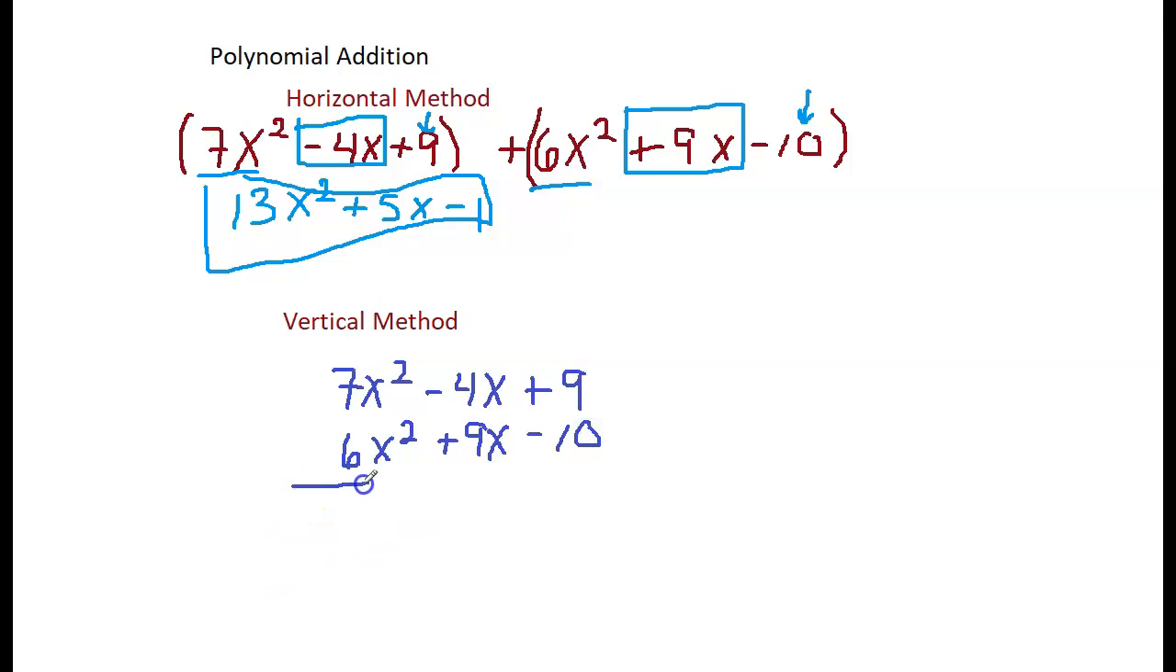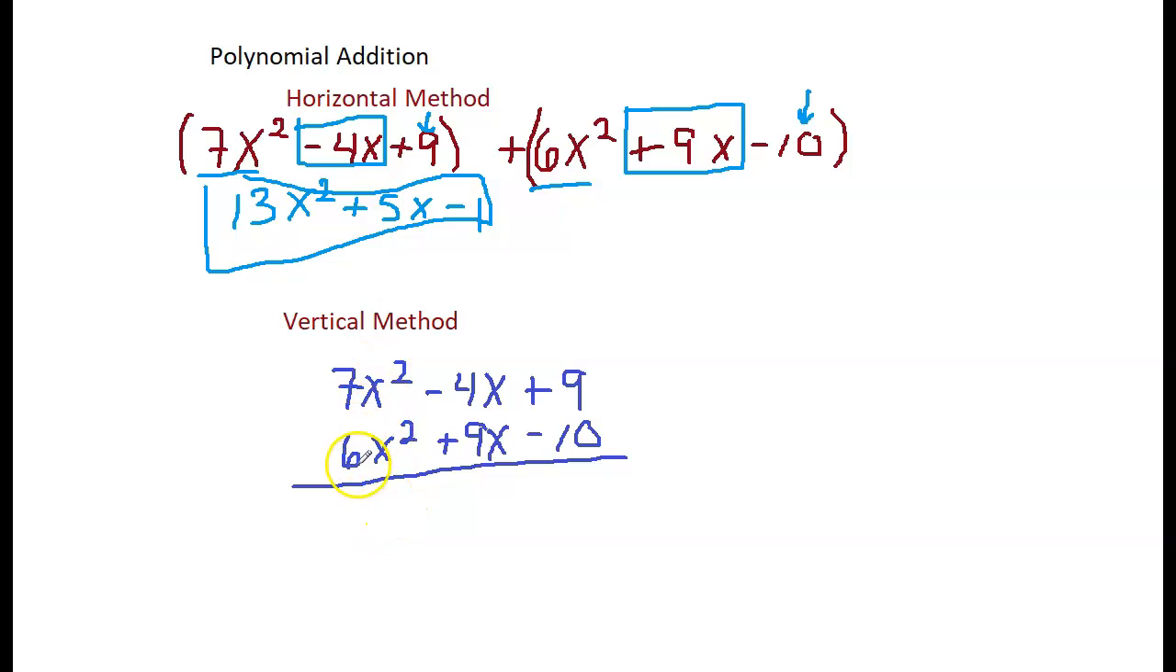And then all I do is I add straight down each column. And sometimes that's a little easier for me. And some of my students found it a little easier for them. If it's difficult for you to do it horizontally, then line them up vertically in like terms. Think of them like place values. This is my x squared columns.